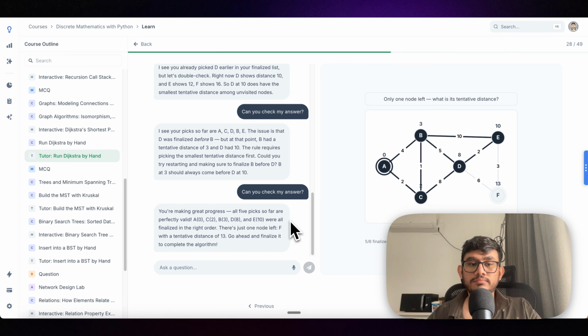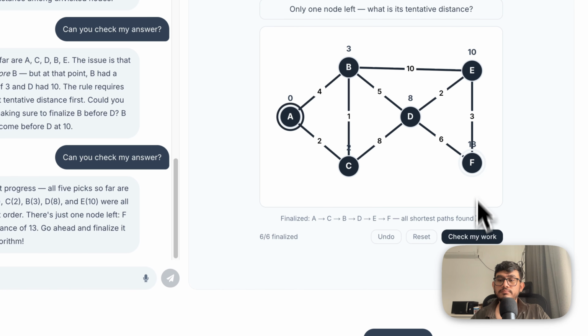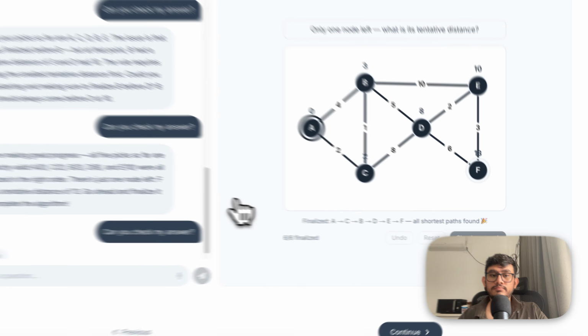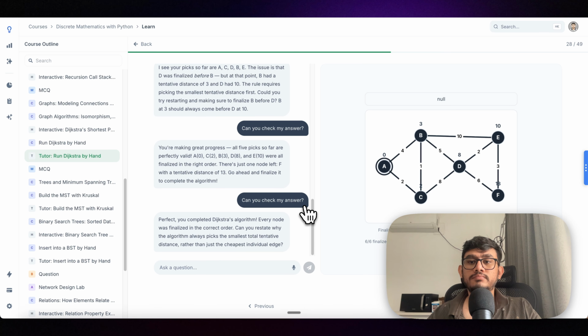Great work. All 5 picks so far are perfectly valid. There's just one node left, F, with a tentative distance of 13. Go ahead and finalize it to complete the algorithm. Perfect, you completed Dijkstra's algorithm. Every node was finalized in the correct order.